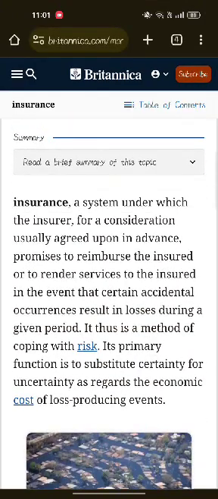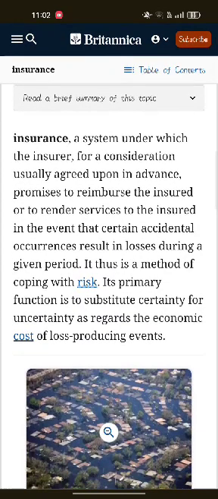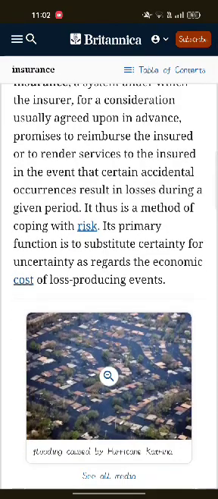Insurance is a system under which the insurer, for a consideration usually agreed upon in advance, promises to reimburse the insured or render service to the insured in the event that certain accidental occurrences result in loss during a given period. It is thus a method of coping with risk. Its primary function is to substitute certainty for uncertainty as regards the economic cost of loss-producing events.